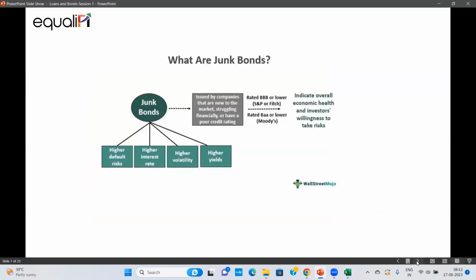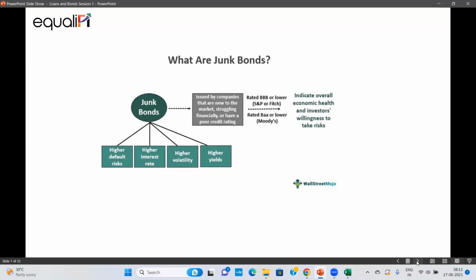Now we talk about junk bonds. There are certain bonds which we see which are offering you a very high rate of interest, very high return. They could be offering such a lucrative rate of interest that people get attracted to them, but those are junk bonds. So what is the risk of junk bonds?